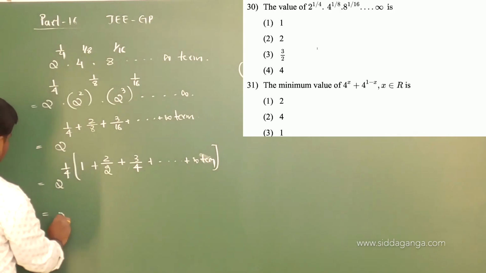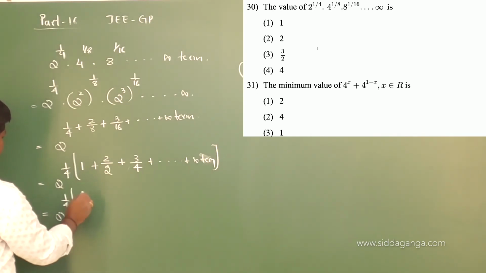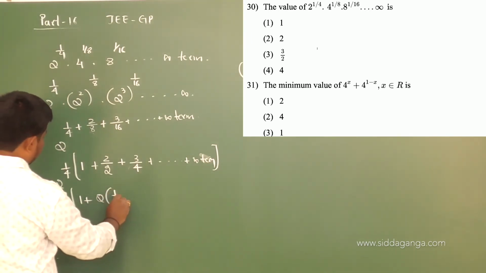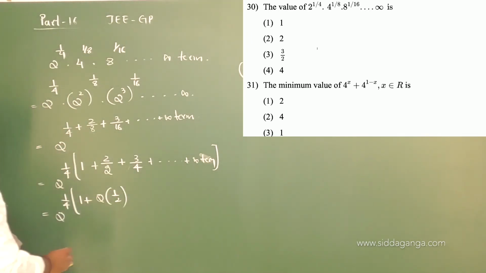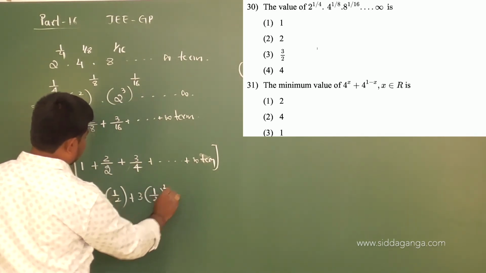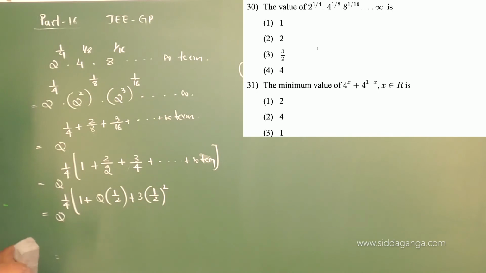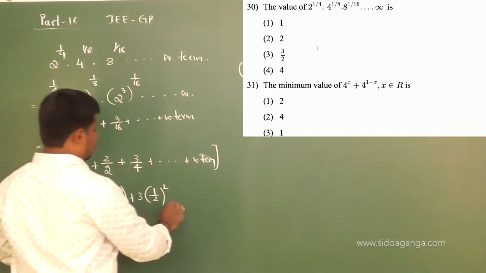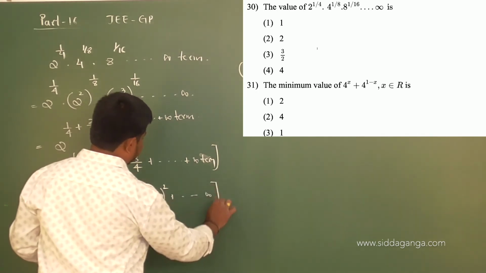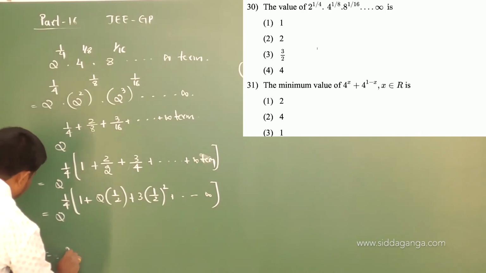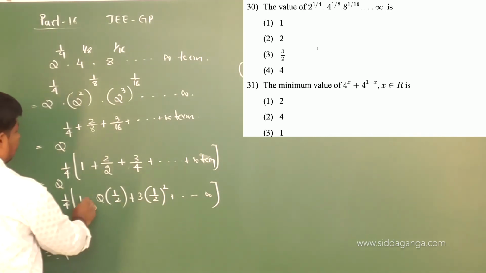Now this is equal to 2 power of 1/4 into 1 plus 2 into 1/2, and 3 into (1/2) whole square, same as that, so 3x square. What is x here? 1/2 is the x, right? And so on, infinite terms. So using that relation, I can write this as 2 power of 1/4 into 1 minus x.